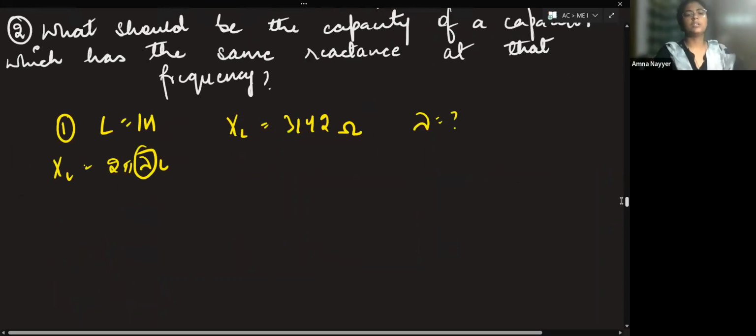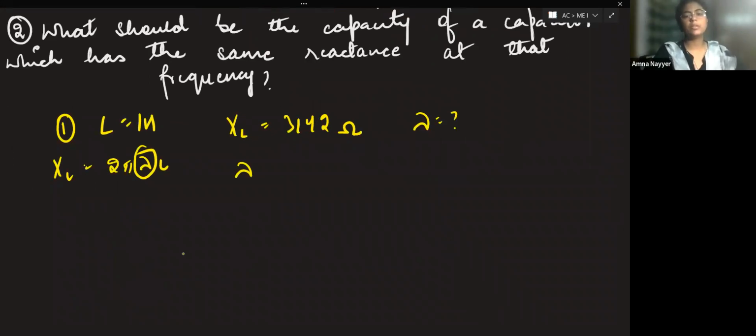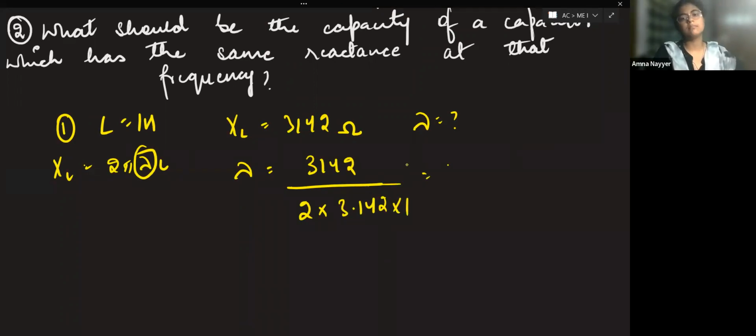This will become what? Nu will be equal to 3142 divided by 2 into 3.14. Let's write it as 2 so that we get a definite answer. And L. So this becomes 100 divided by 2, which will be around 50 hertz.